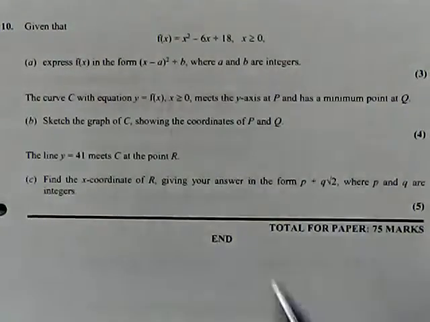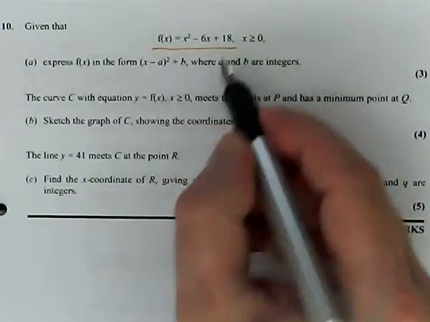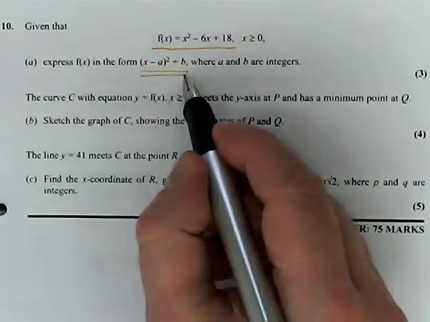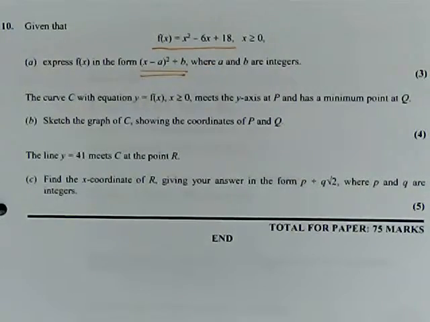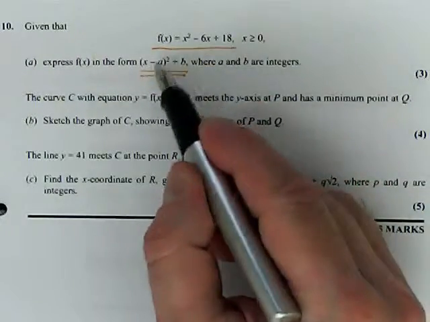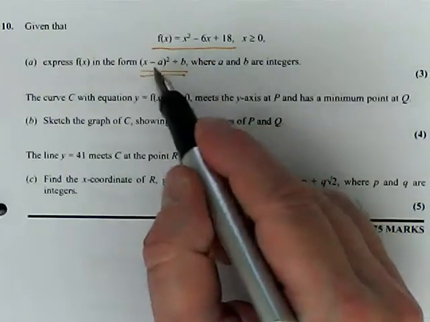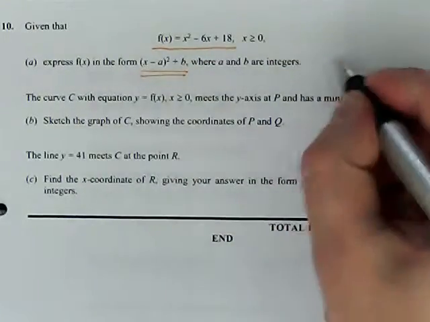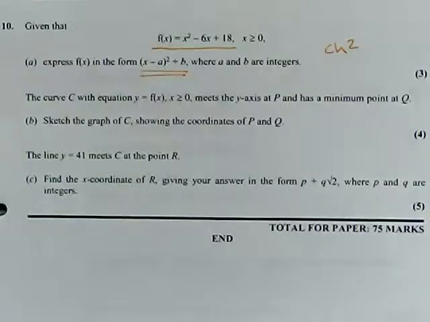Okay, question 10. Our starting point, we've got an f of x and we have to put it in this form. Okay, so this is completing the square. So that's the easy part of the question. What do we need to do with the 6 to get this? Okay, and then what do we need to put straight after that? You know how to complete the square, but look it up in chapter 2 if you don't.